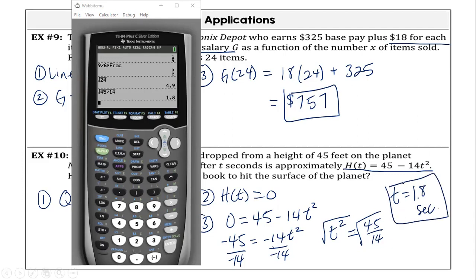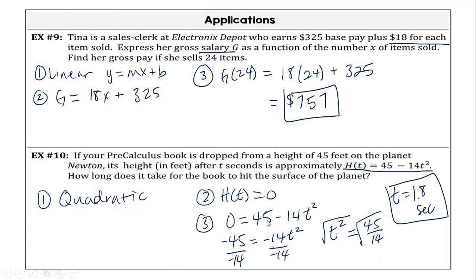Again, your applications is just a setup and processing, but that's what makes it typically harder. We took the square root. All right. Any questions on applications? No?